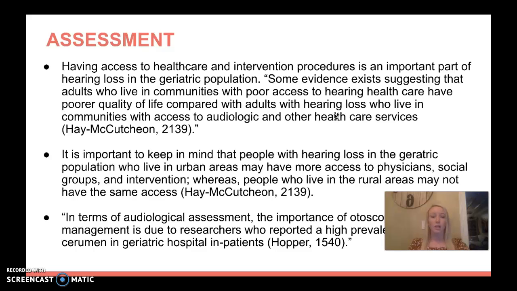In terms of audiological assessment, the importance of otoscopy and cerumen management is due to researchers who reported a high prevalence of impacted cerumen in geriatric hospital patients.